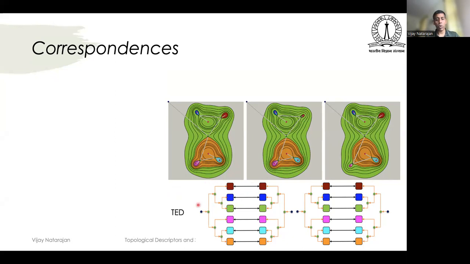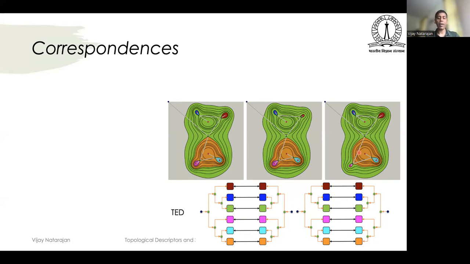So what is shown here is the merge tree of the scalar function 1, and this is the merge tree of the scalar function 2. We see a nice correspondence as expected. Similarly, we see a correspondence here between the middle function and the one on the right.